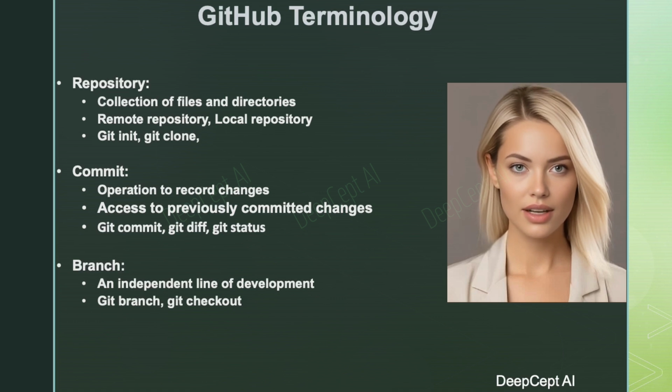A branch is a parallel line of development within a repository. It represents an independent workspace where developers can work on features, fixes, or experiments without affecting the main code base. Once changes in a branch are complete and tested, they can be merged back into the main branch or other target branches.